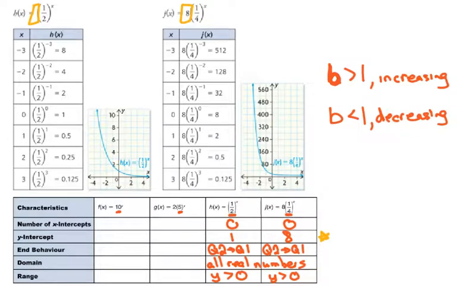Now, we're not going to talk about the situations where b is negative. We're only going to deal with positives. So technically, b would have to be between 0 and 1. But if we have a number greater than 1 for b, increasing, we have a number less than 1, decreasing.